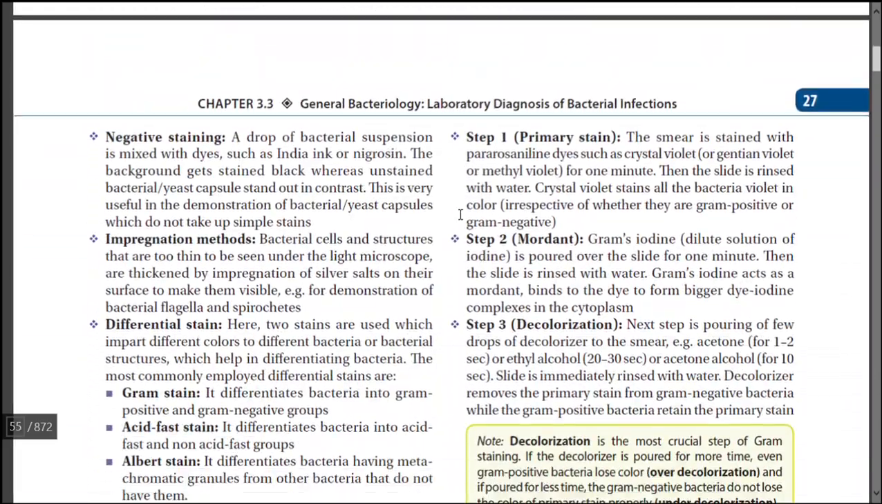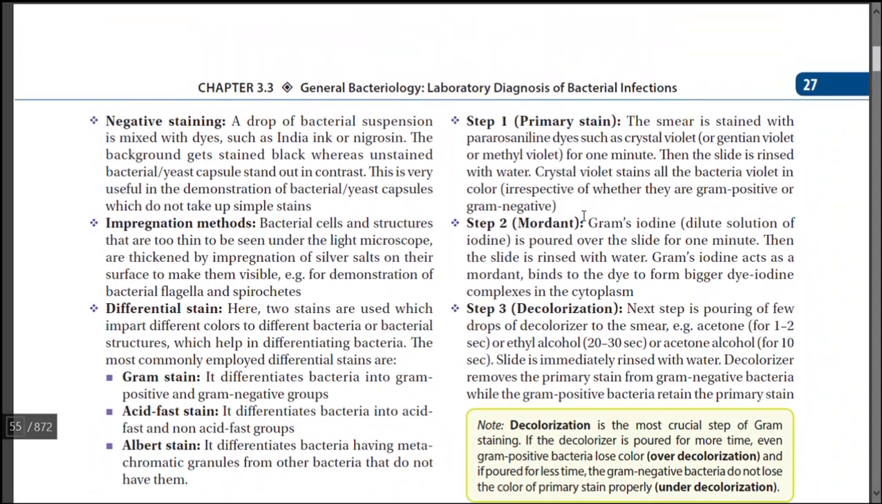So we will see step 1. We first add gentian violet or methyl violet to the given sample and wait for 1 minute. And then the slide is rinsed with water. Crystal violet will stain all the bacteria violet in color. Gentian violet and methyl violet will stain all the bacteria violet. That is important, whether they are gram positive or gram negative.